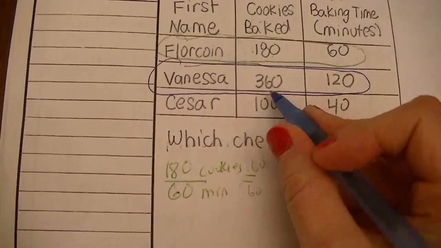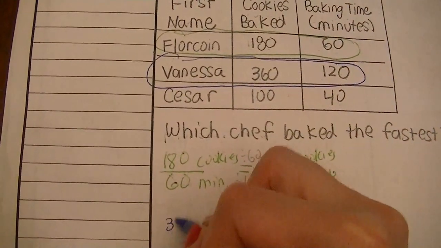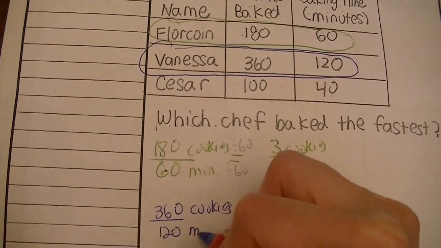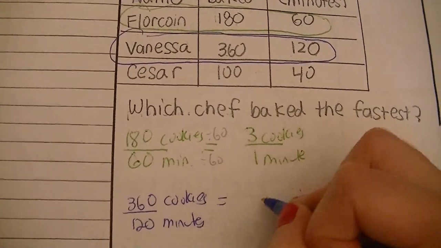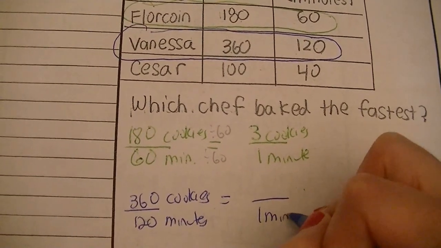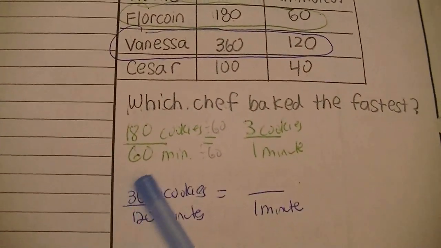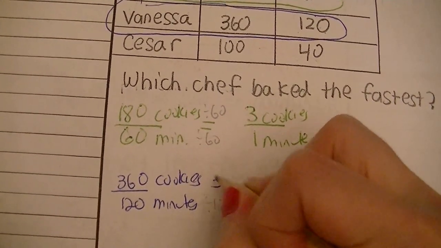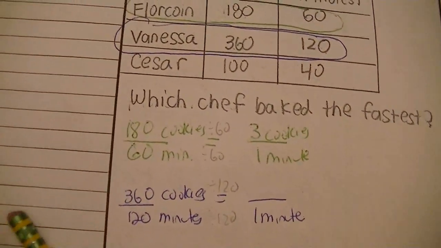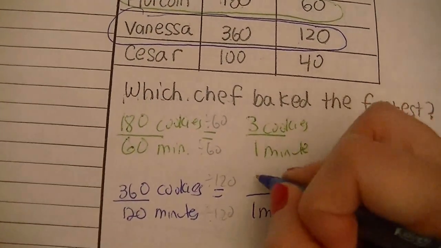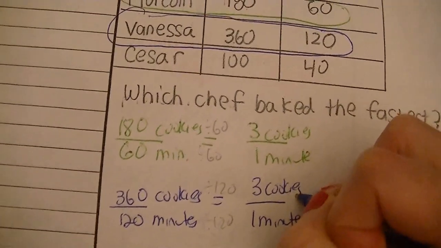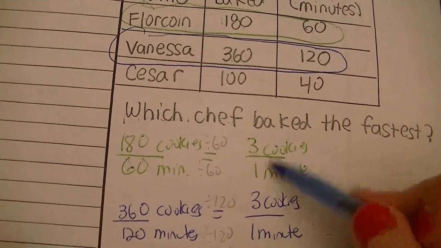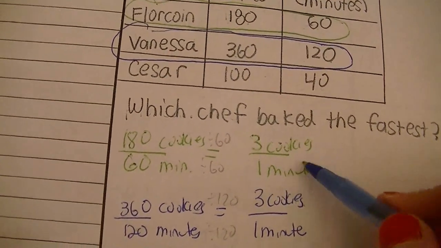All right, so for Vanessa, I'm going to write her information in blue so I don't get confused. And she bakes 360 cookies in 120 minutes. So to find her unit rate, we need to divide the numerator and the denominator by 120. And 360 divided by 120 is 3 cookies. So what do you know so far? These 2, Flourcoin and Vanessa, are baking cookies at the same rate, 3 cookies per minute.